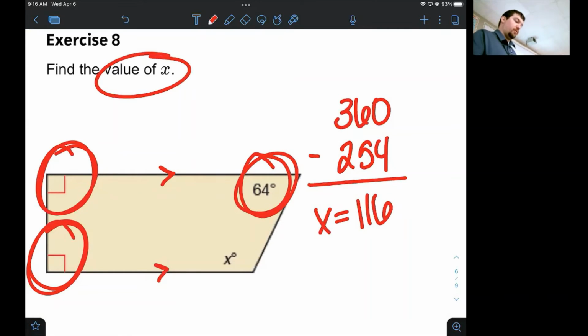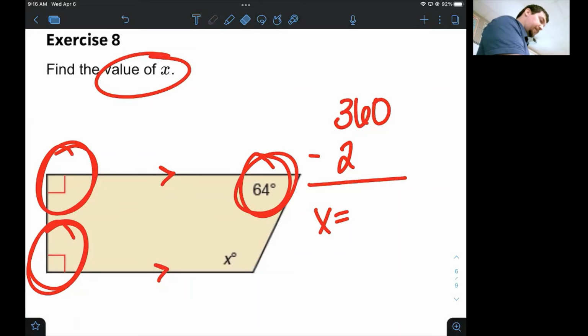Oh, is that wrong? I got 244. You got 244 when you added it together. Okay, let's double check this thing, because that would mean it's not 116 if that's not right. 90 and 90 makes 180. Plus 64 is 244. I'm getting 244 as well. Thank you for checking that.